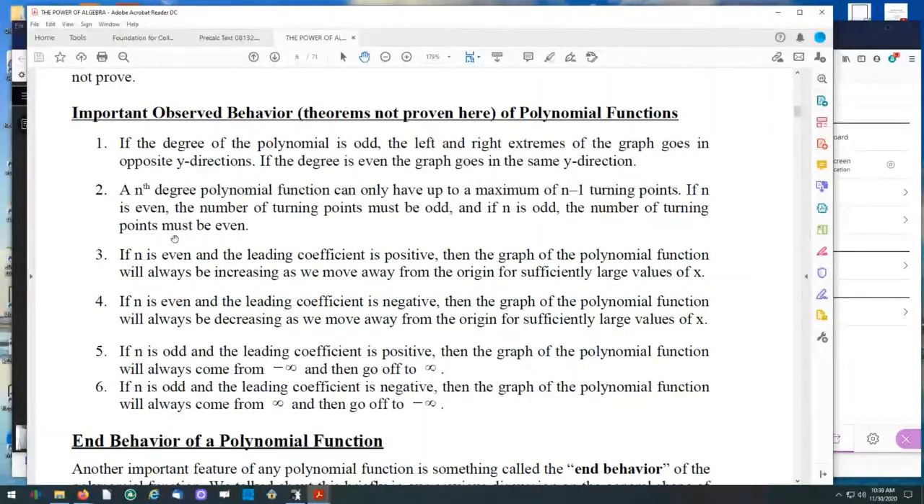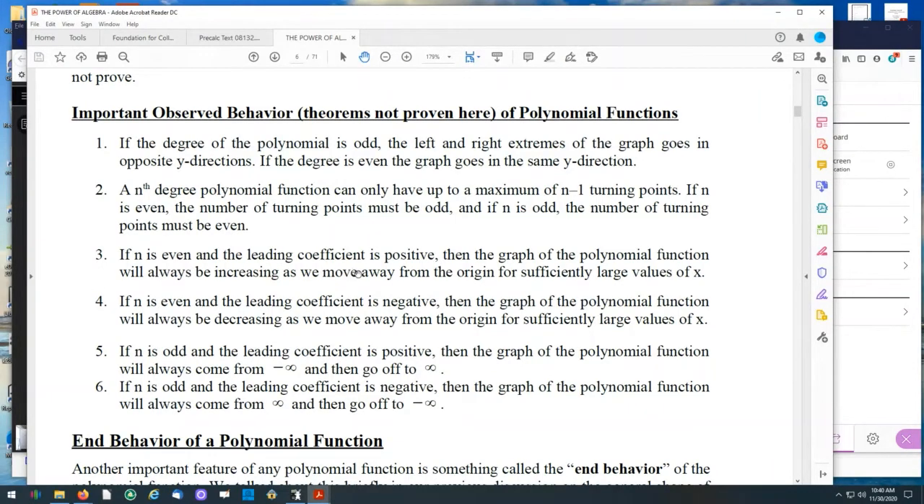And furthermore, if n is even, the number of turning points must be odd. And if n is odd, the number of turning points must be even. So a fourth degree polynomial function can either have 3 turning points or 1 turning point. It can't have 0 and it cannot have 2.